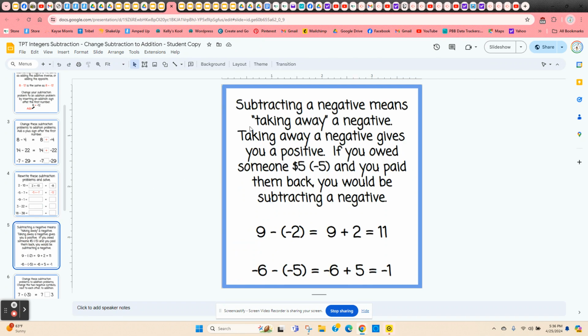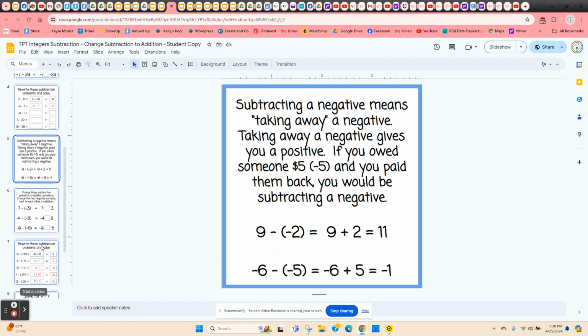And another way of looking at this is subtracting a negative means taking away a negative. So they've given an example here: if you owed someone $5, which would be negative 5 because you're owing that money, and you paid them back, you would be subtracting a negative, getting rid of a negative. So that's just another way to explain that.